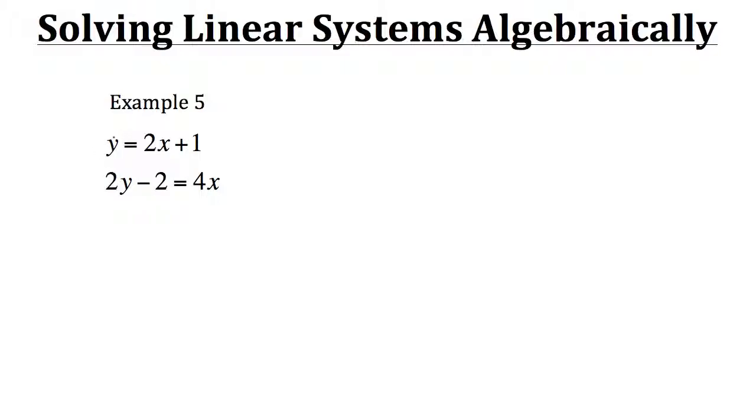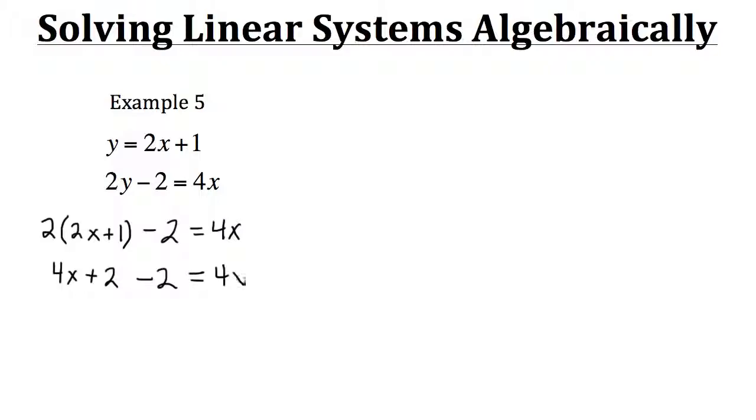Since y is equivalent to 2x plus 1, we could just plug in 2x plus 1 for our y value in the other equation. So let's do that. We have 2 times y, where y is 2x plus 1, and then minus 2 equals 4x. Now let's simplify a little bit. When we distribute, 2 times 2x will give us 4x, and then 2 times 1 will give us a positive 2. And then we bring down minus 2 equals 4x.